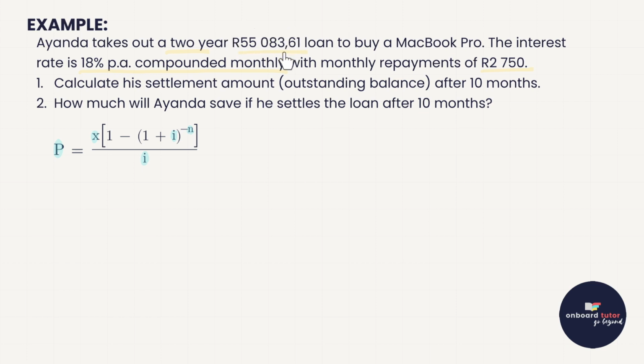But that's actually not what we're working out. We want to know the balance of payment. So that means P is our unknown. That's what we want to work out. So let's make a little note here.